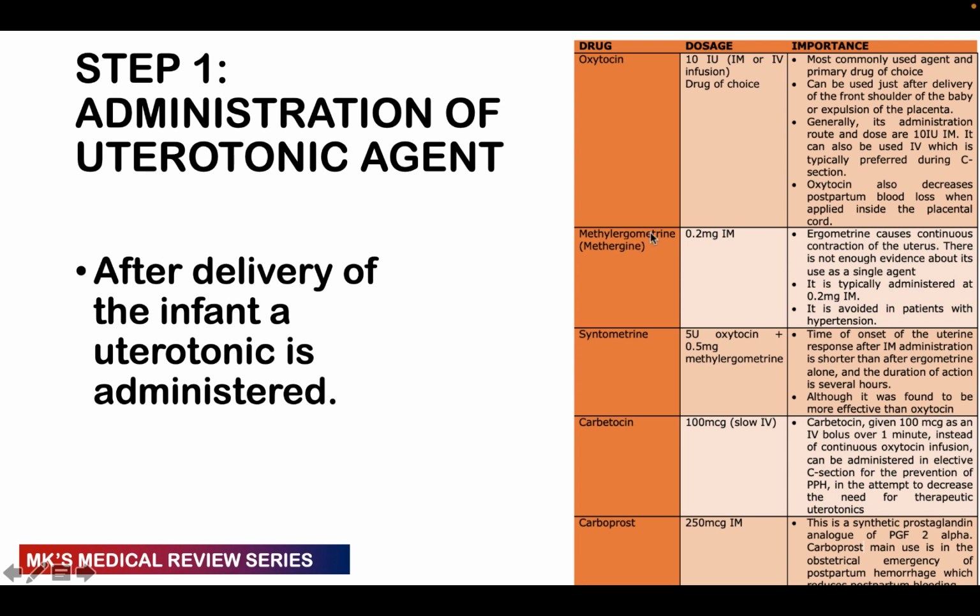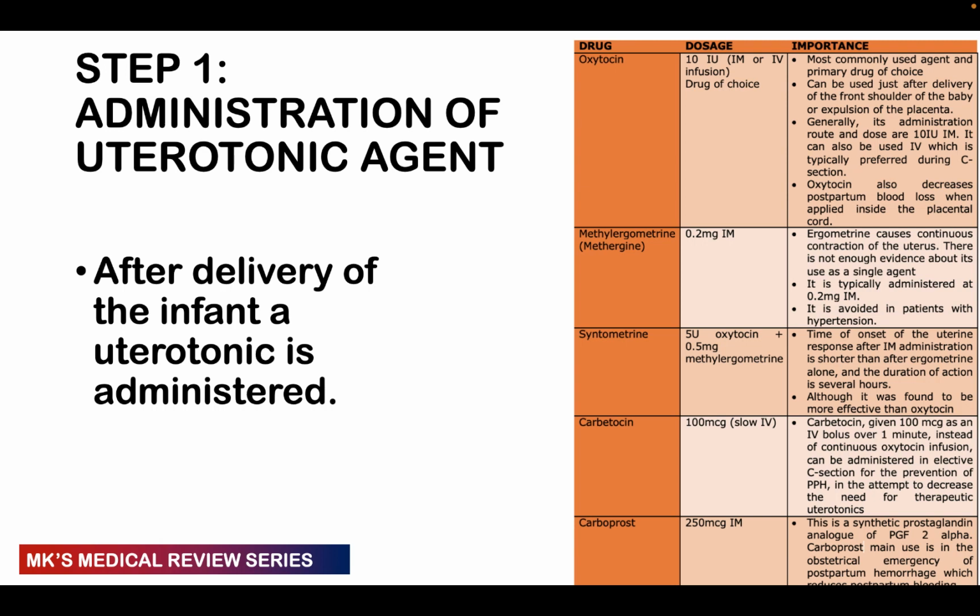The second drug is known as methergine, or methylergometrine, which is 0.2 milligrams IM. Remember that this one, ergometrine, causes continuous contraction of the uterus. There's not enough evidence about its use as a single agent, but it is typically administered at 0.2 milligrams IM. It should be avoided in hypertensive patients.